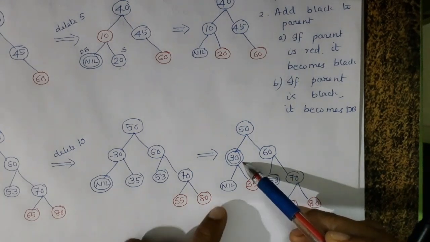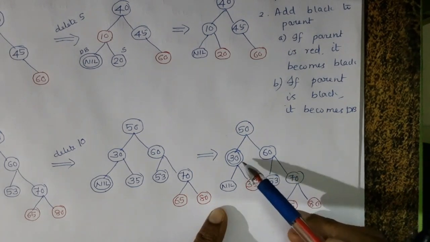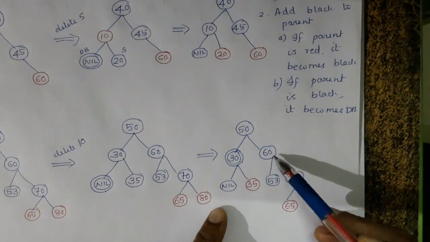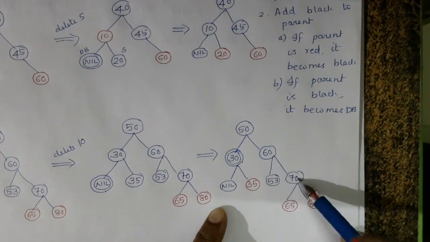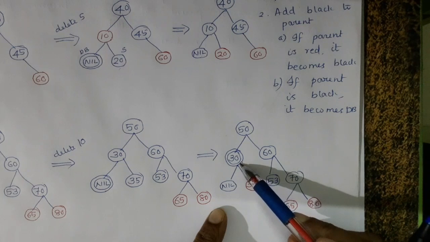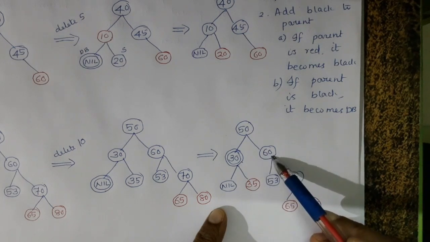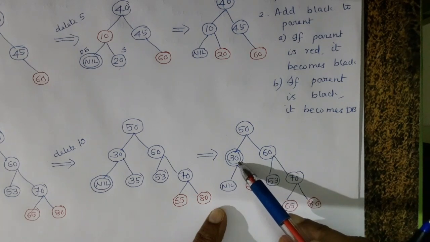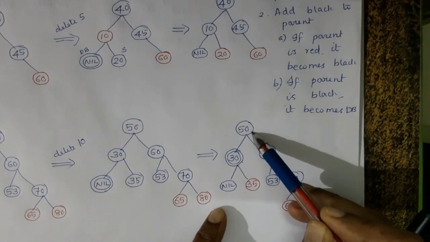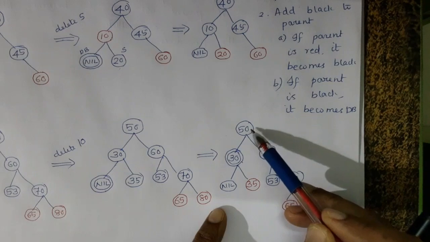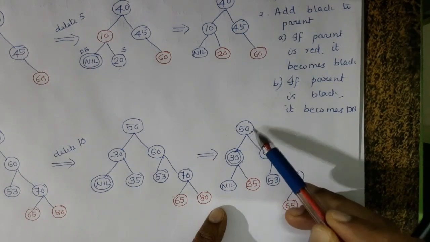Now again double black problem is there. So we have to check its sibling. Its sibling is black and both its children are black. Again we remove one black from 30 and remove one black from 60. So 60 becomes red and 30 becomes single black, and add black to the parent. When you add black to the parent, this becomes double black. Again recurring the problem.